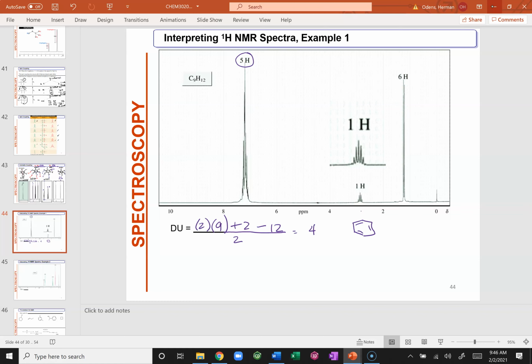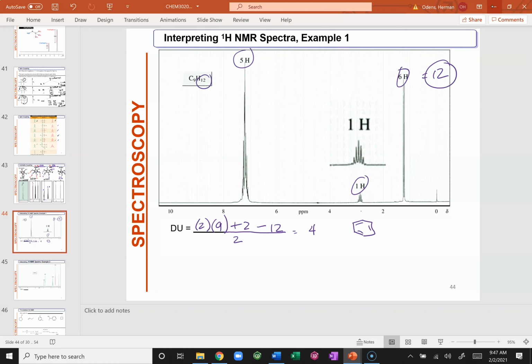You will find the integration underneath. That's what most NMRs do. But the spectra that I will give you will have the H on the top, because I think that's easier. Another thing that you have to do, when you have these types of problems, is count the number of hydrogens you have. So I have 5 plus 1 plus 6. That's a total of 12. This number right here needs to match this number.